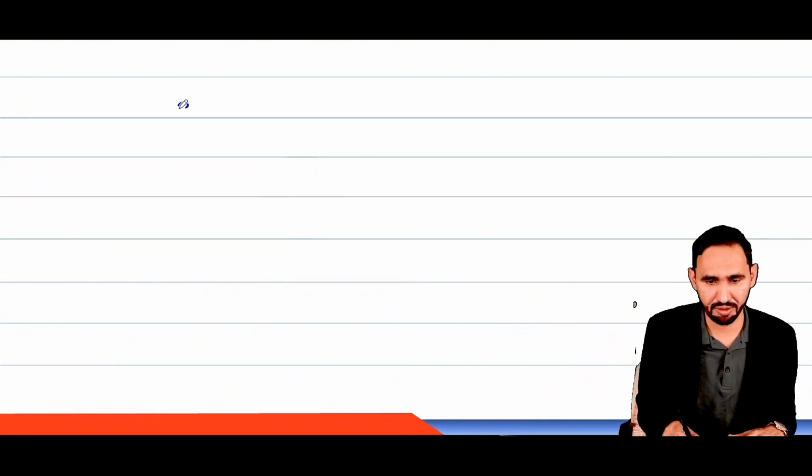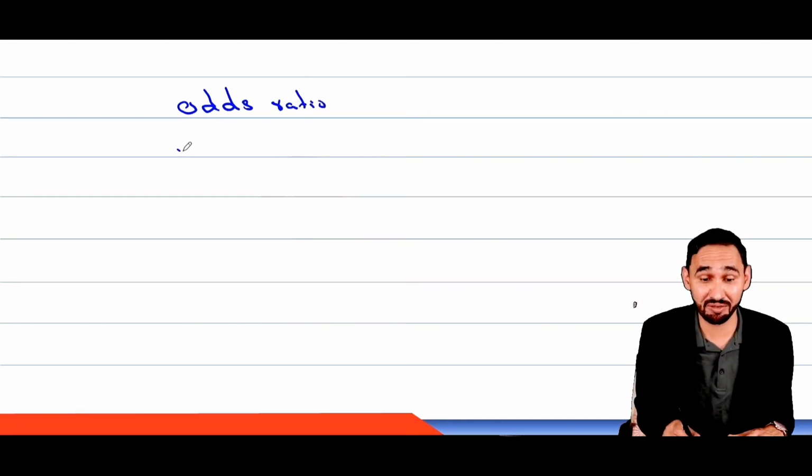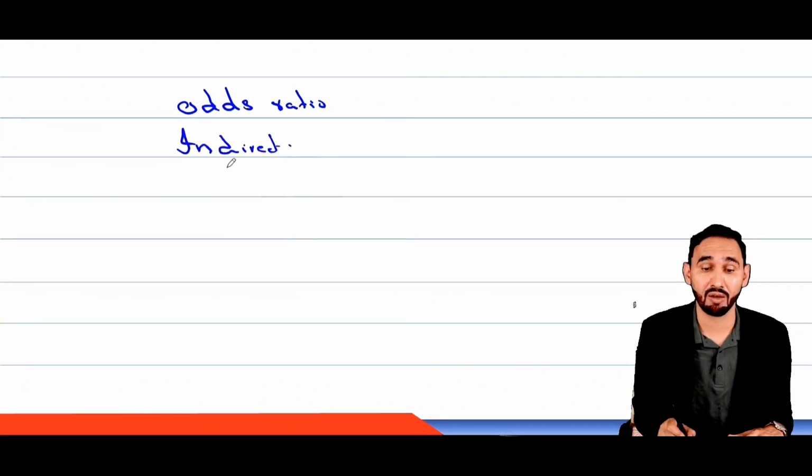So what is the odds ratio? Odds ratio is the strength of association, indirect strength of association in a case control study. So how will we calculate the odds ratio? For the formula of the odds ratio, we have to make a cross like in the 2 by 2 table.